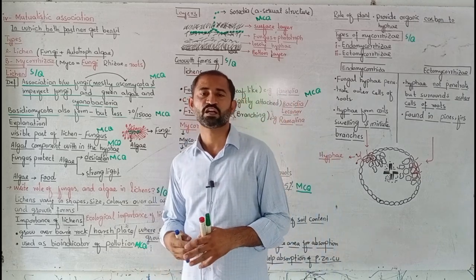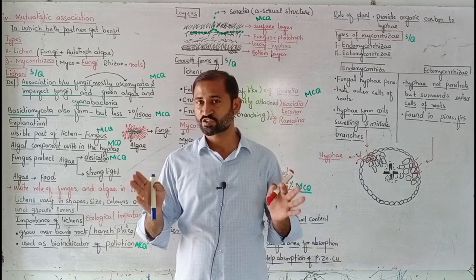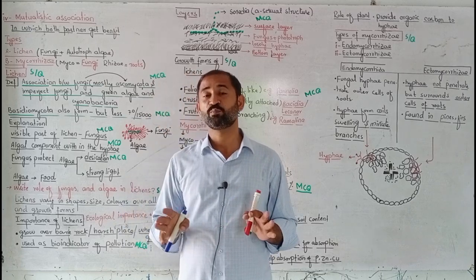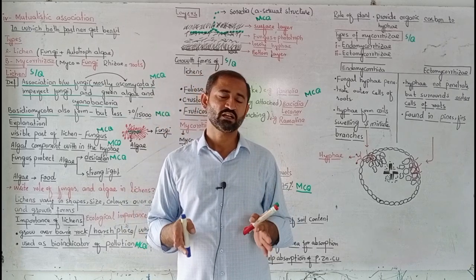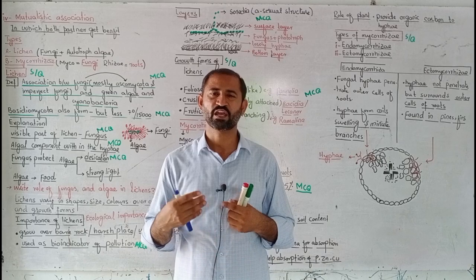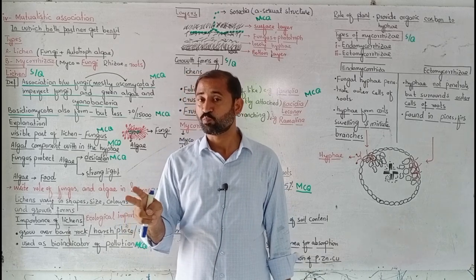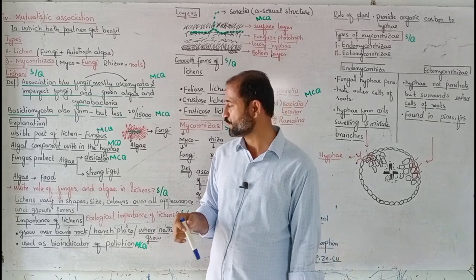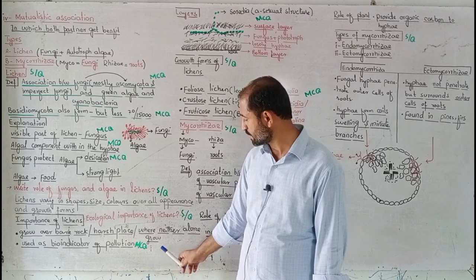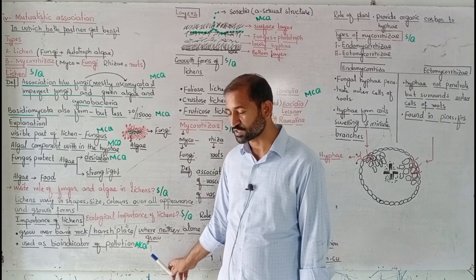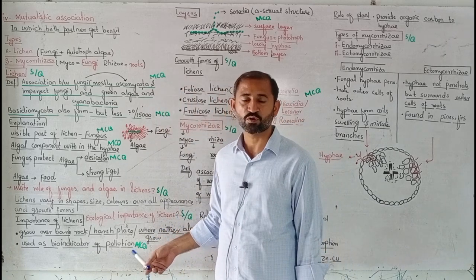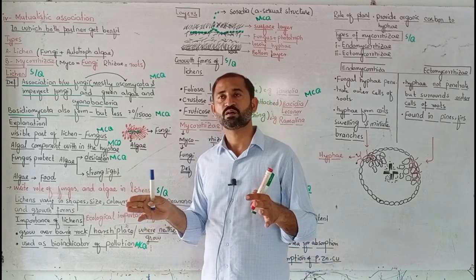Two different functions are important. First of all, in harsh places such as bare rocks, lichen can grow, where fungi or algae alone can never grow. So whenever both are present, they can show their growth here. Next one is that lichen is used as a bioindicator for pollution. This one is also an MCQ, what is the use of lichen as a pollution indicator.